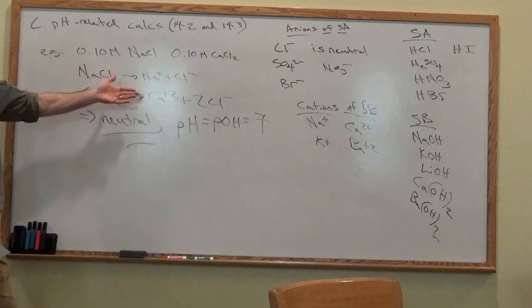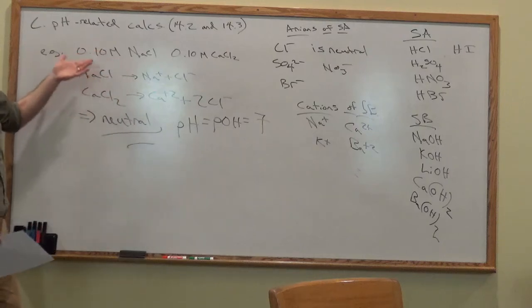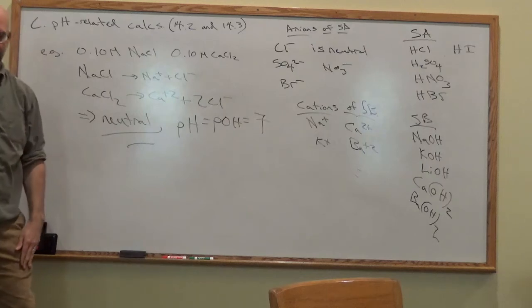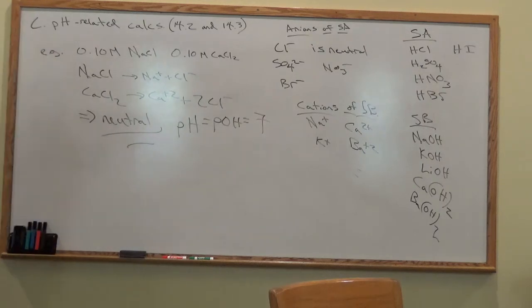So you wouldn't even do any calculations. If I gave you, what is the pH of a blah, blah, blah solution, you would just write down 7 and move on to the next question. So that's pretty straightforward, I think.